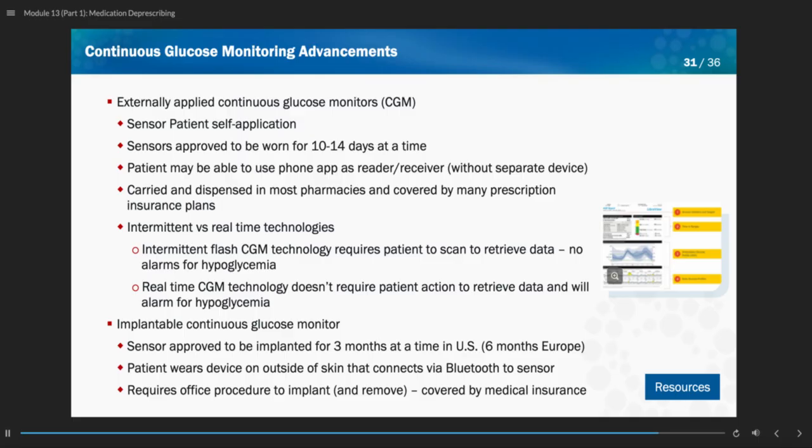The external device can be easily taken off and put back on during showering, swimming, and other short periods of time without losing the glucose data, because again, there's a memory there.